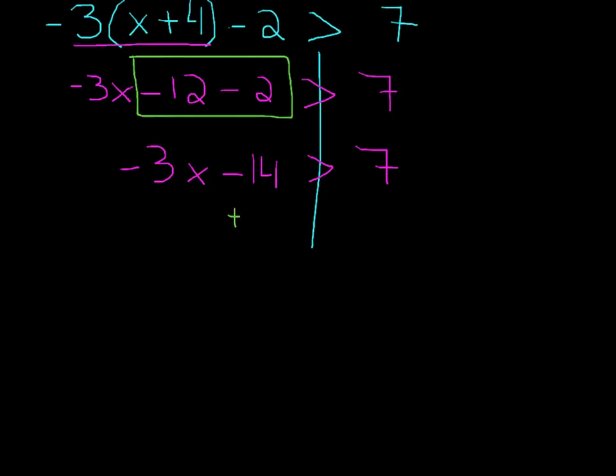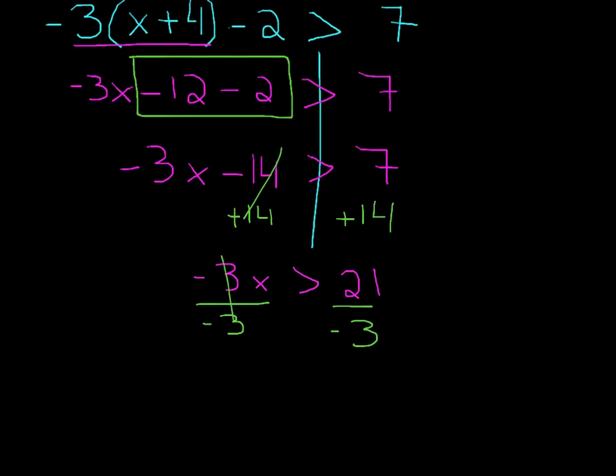Now add 14 to both sides. Here they cancel, leaving us with negative 3x is greater than 7 plus 14 is 21. And then last step, divide by a negative 3. Divide by a negative 3, cross out. So x, I divided by a negative, so I have to flip the sign. So x is less than 21 divided by negative 3 is negative 7.